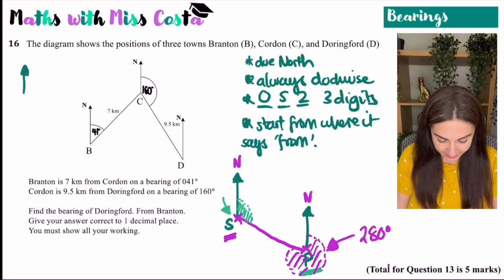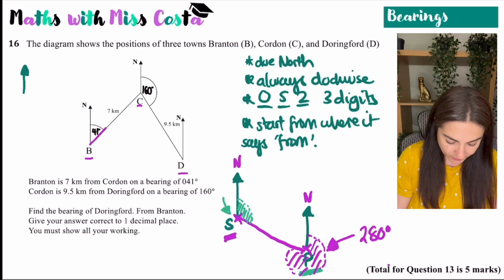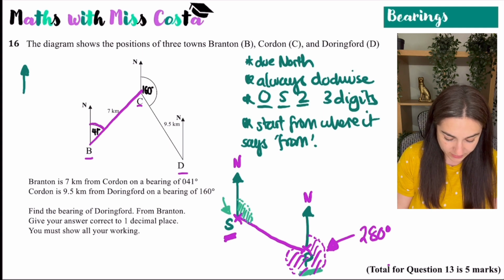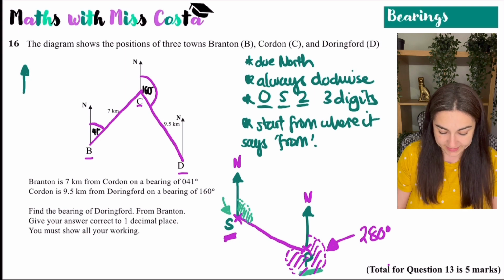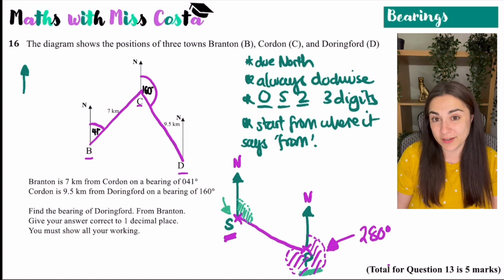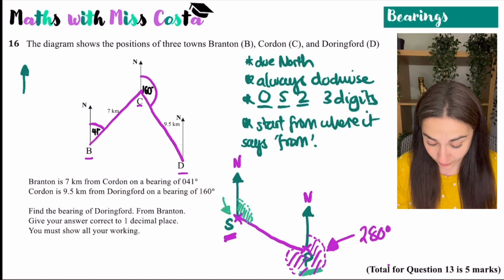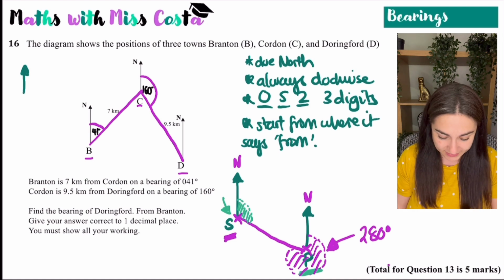So I've got three towns, Branton, Cordon and Dorringford. And I know that Branton is 7 kilometres from Cordon on a bearing of 41 degrees. And that Cordon is 9.5 kilometres away from Dorringford on a bearing of 160 degrees. So that's all the information that I know. Now, using bearings, it's always going to be really helpful if you just use your knowledge of parallel lines first, especially if you don't know where to start.